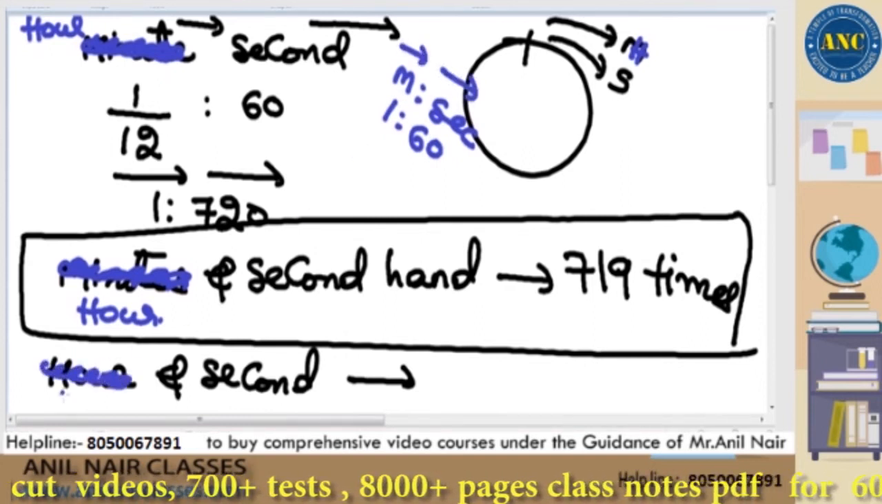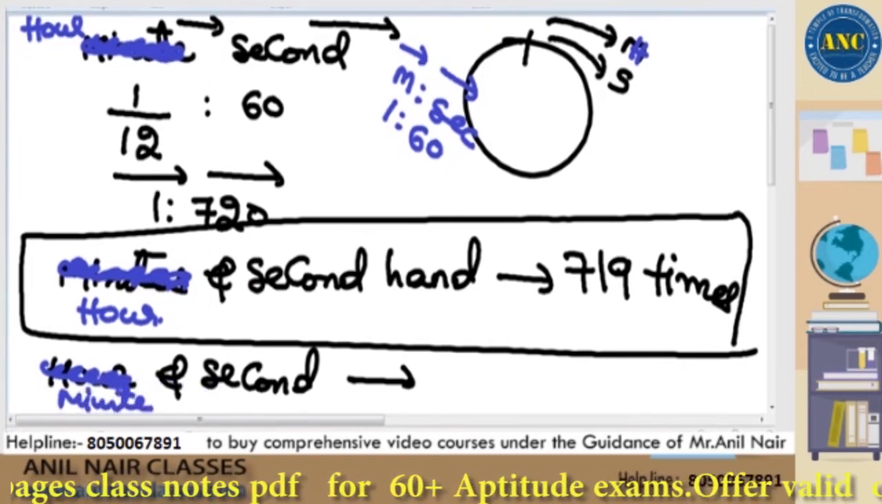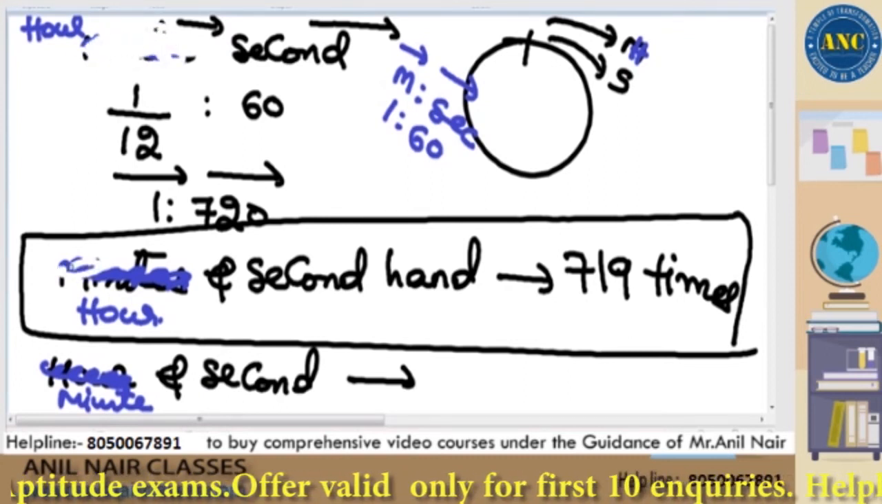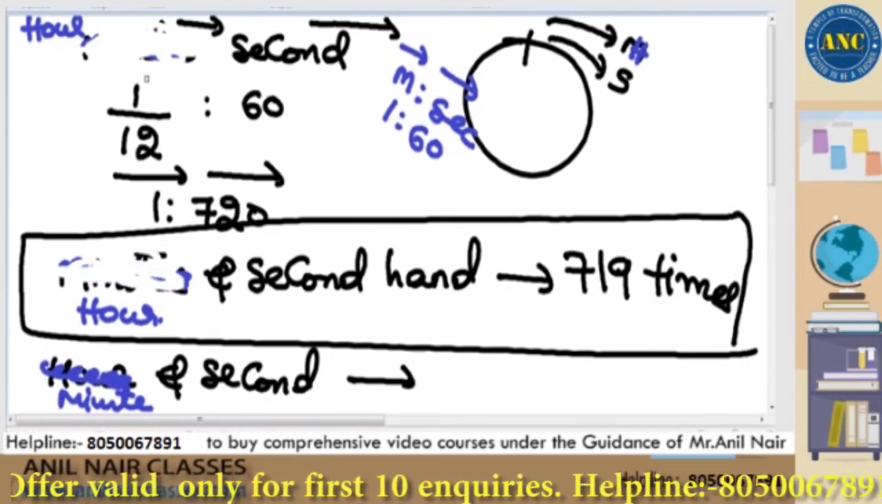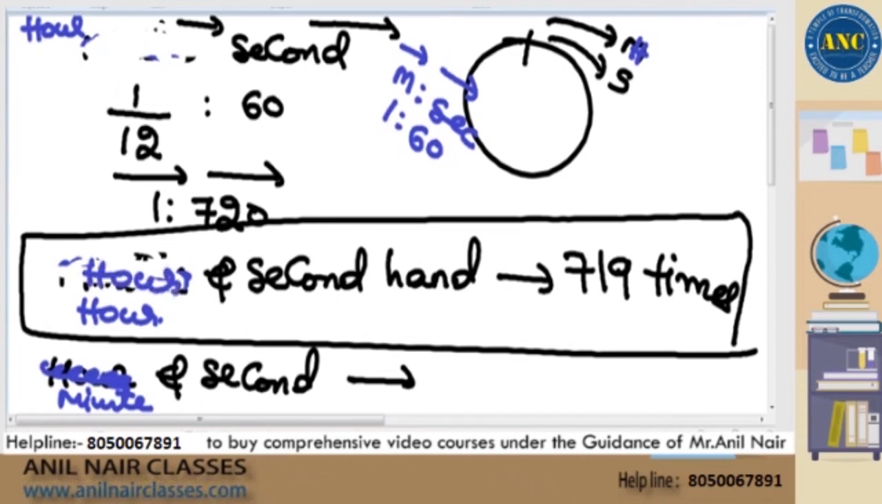If it is hours hand and seconds hand, I took 1 by 12, but I took the heading as minute. That is a mistake from my side. It is hours hand. Hours hand speed is 1 by 12. In a hurry I wrote it as minute. Please make a note. It is hours hand and seconds hand. Minutes hand and seconds hand, it will be 60 minus 1. Hours hand and seconds hand, it is 15 times. Please make a note.